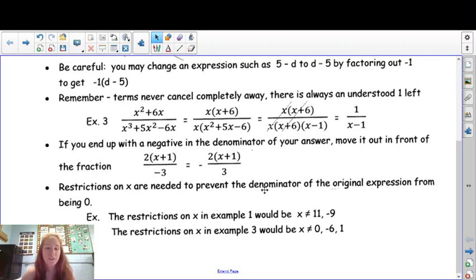And then restrictions are what values of x would cause the denominator to be 0, because remember, can you divide by 0? The answer is no.